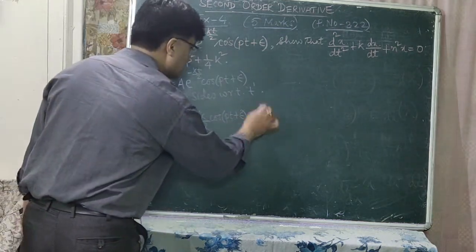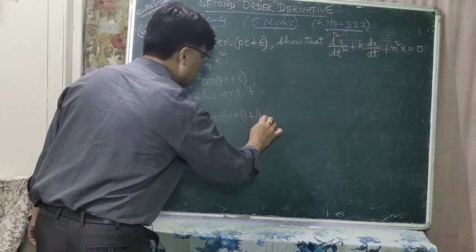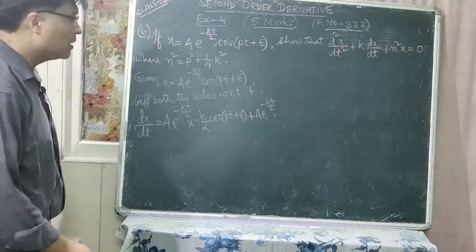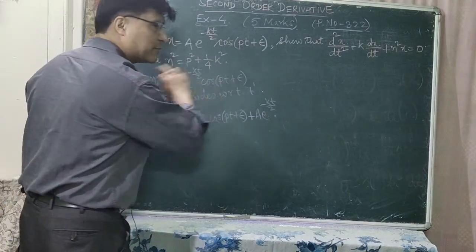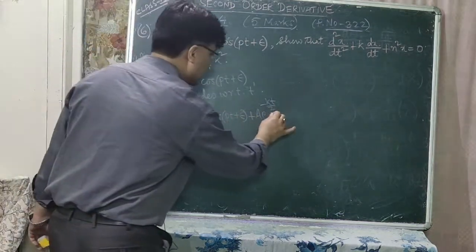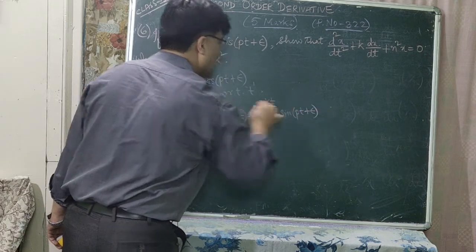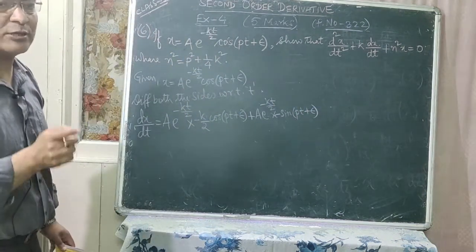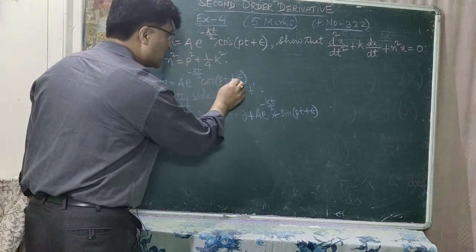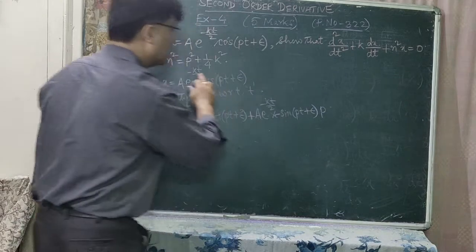Now plus, which function is taken as it is now? A e to the power minus kt by 2 is kept as it is into, now you have to differentiate cos pt plus epsilon. This is just like your cos x. What is the differentiation of cos x? Minus sin x. So it is minus sine of pt plus epsilon. Now again you have to differentiate the term which is assumed as x with respect to t. That means what is the differentiation of pt plus epsilon with respect to t? That is p into d by dt of t is p, and for epsilon it is 0.